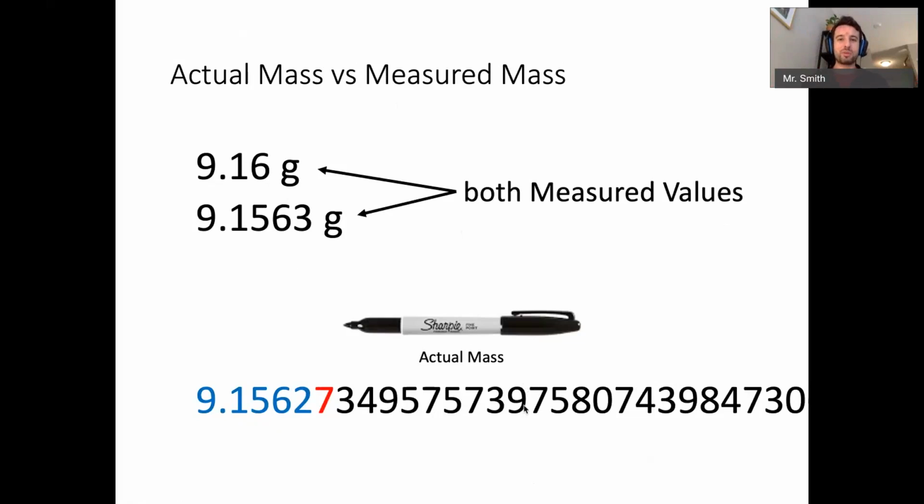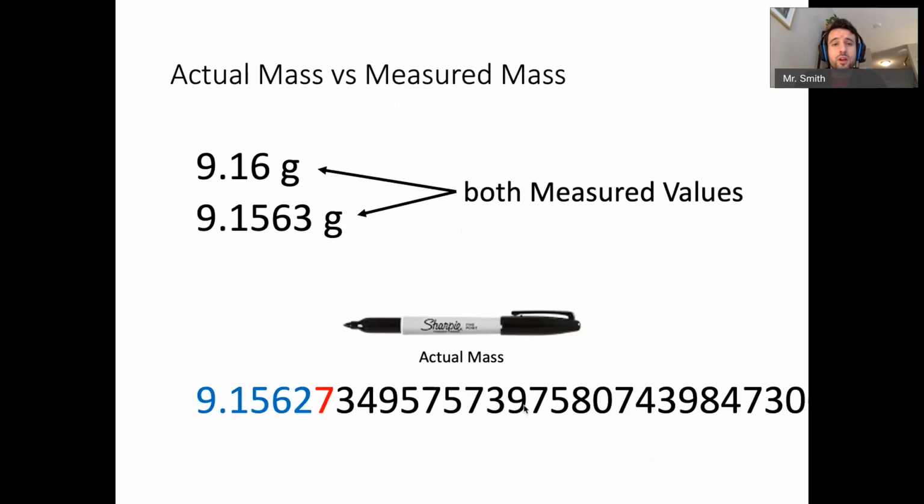It's not like a Sharpie has a set mass, because after you've measured the mass of the Sharpie, you could measure it down to the atoms or the electrons or the protons. You can get really, really specific about the mass of a Sharpie if you wanted to. So this is where significant figures come into play. At a certain point, we don't really care what the mass of a Sharpie is anymore. For some purposes, like using it in an experiment, we might only need to know that it's 9.16 grams.